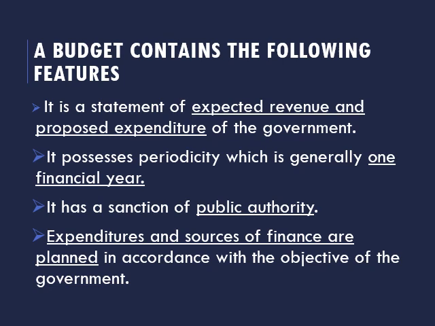Fourth, expenditure and source of finance are planned in accordance with the objective. So the finance minister will speak about the detail on which head they are going to spend, making their expenditures, from which source they will collect money. Each and everything they will discuss, each and everything they will announce in their speech, they will talk about it. Everything they will talk in the parliament.